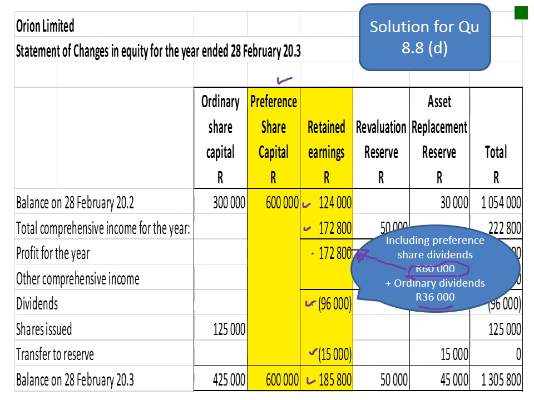So the point of this question was to show you that preference shares can either be a liability or equity. In the first part of question 8.8, preference shares were treated as a liability. In question 8.8 part D, preference shares are being treated as equity.